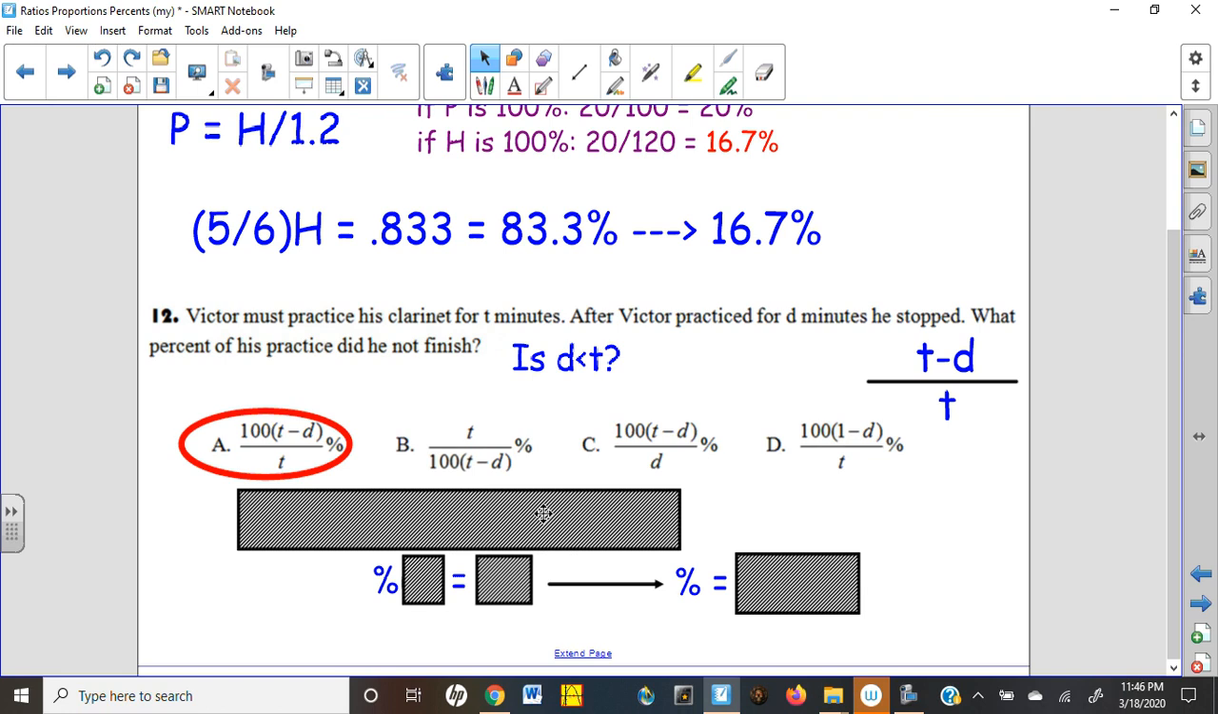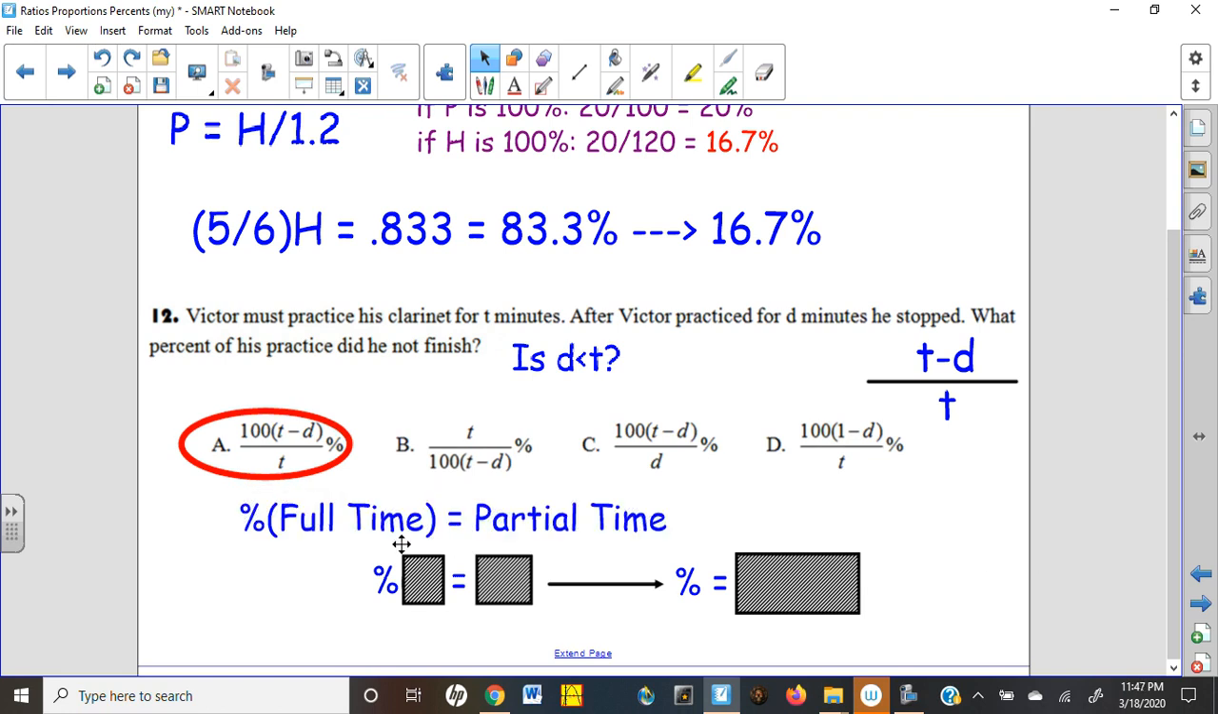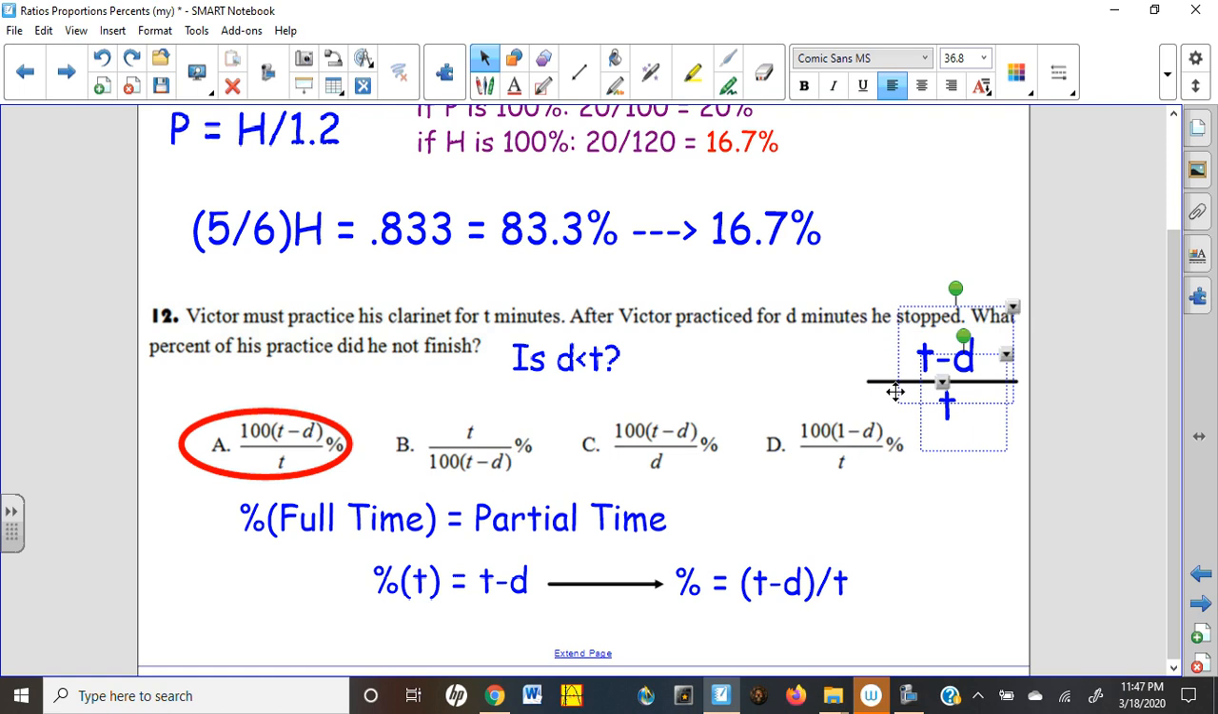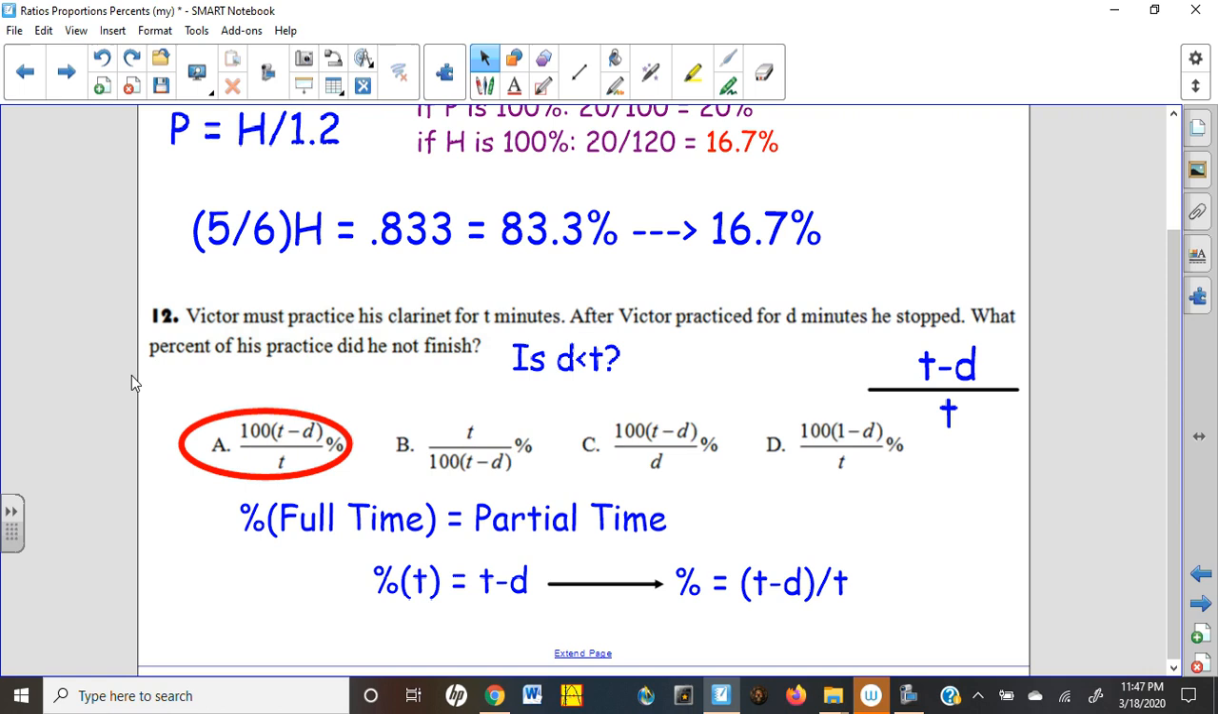So anyway, you could also go back to our equation, percentage times full time is equal to partial time, where the full time was T and the partial time was T minus D. But if you take this fraction, T minus D over T, and multiply it by 100, it turns into a percentage. So that's why A is basically this fraction, just multiplied by 100.